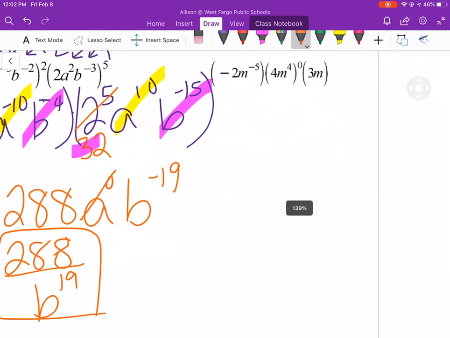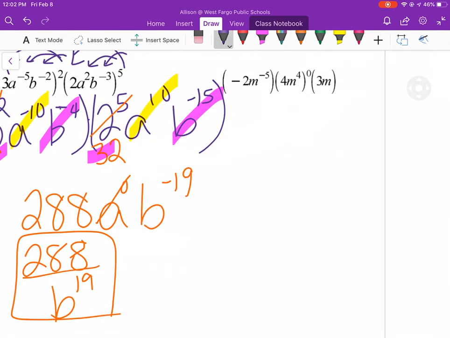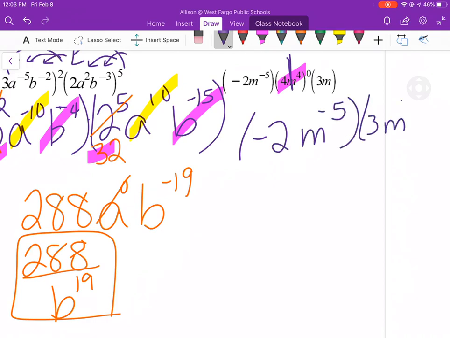The second one here, you have three products, but notice that the middle one here is raised to the 0 power. So this one right here really equals 1. So that one is kind of like it's not there. So then you have negative 2m to the negative 5 times 3m.